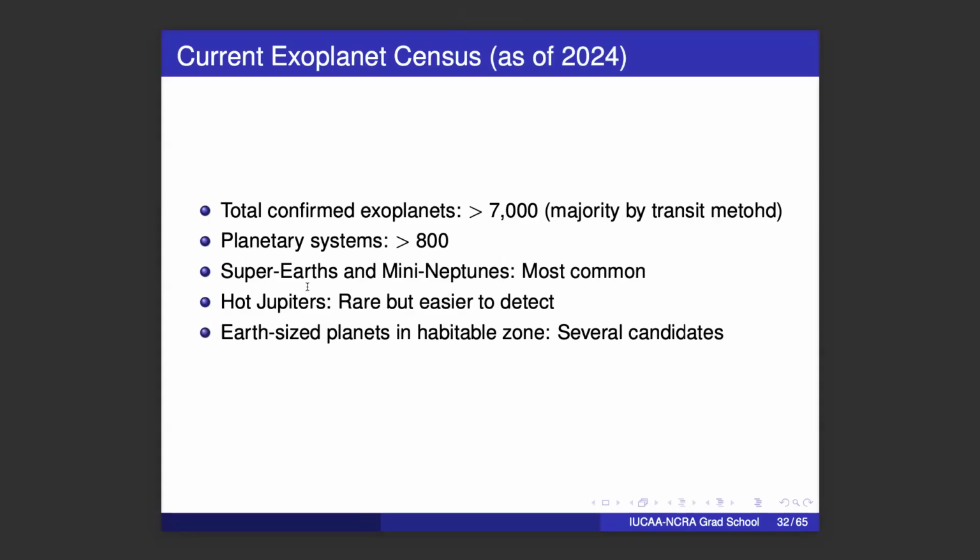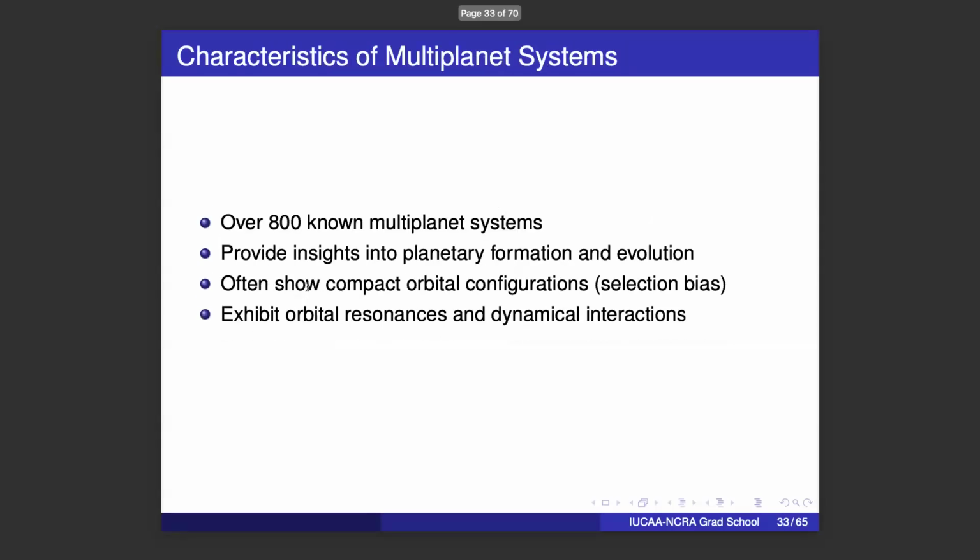So this is the current exoplanet census. Total confirmed exoplanets: greater than 7,000. Planetary systems: greater than 800. Super Earths and mini Neptunes are the most common. Hot Jupiters are rare but easier to detect. And Earth-sized planets in habitable zones, that means terrestrial planets in habitable zones, there are several candidates. So quite promising.